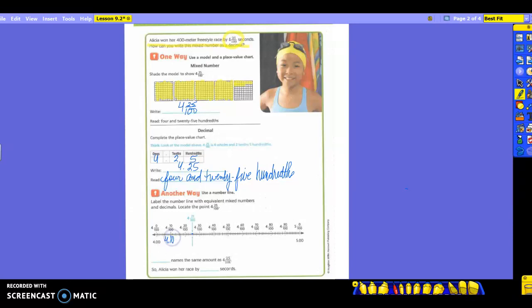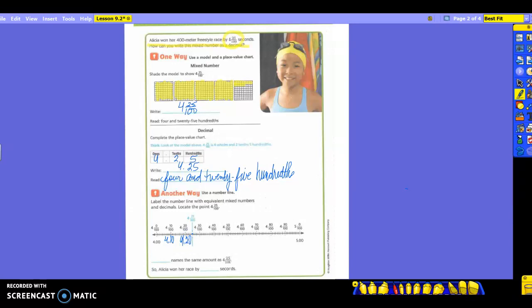4.10. So what's going to go below 4 and 20 hundredths, Chase? How do I write it? 4 and 20. You better tell me how to write it, because that's how you read it. How do I write it? 4.20. There you go. So 4.20.